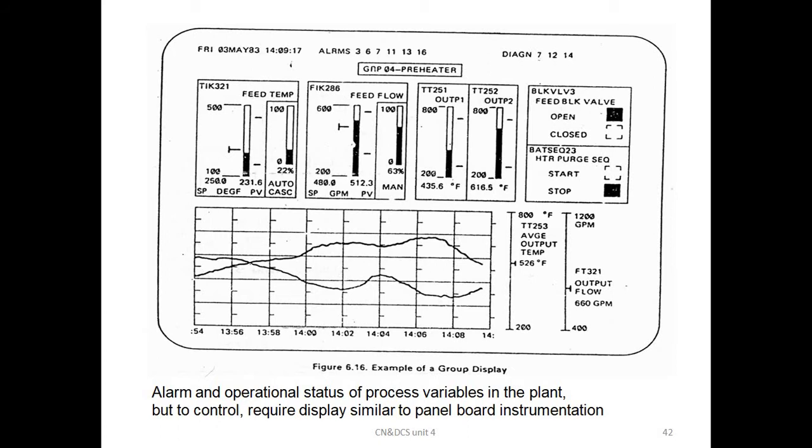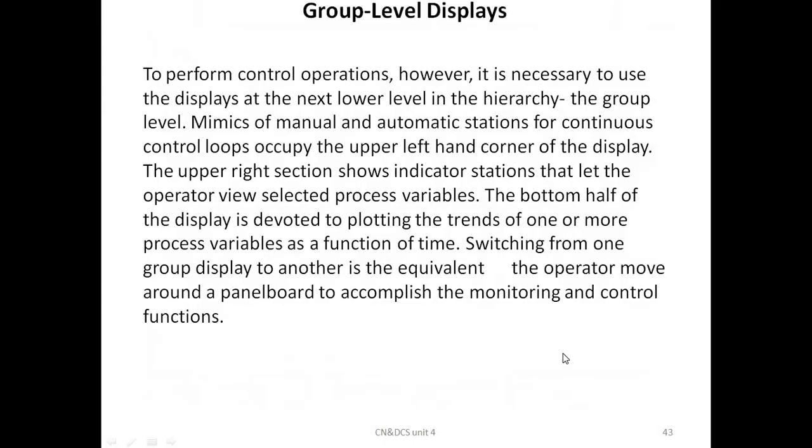Here the feedback valve open or closed, then heat exchanger start or stop. Here the average output temperature, then output flow from the temperature point. That means graphical display of alarm and operational status of process variables in the plant, but control record display similar to panel board instrumentation.